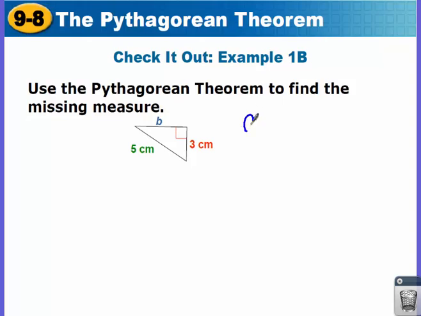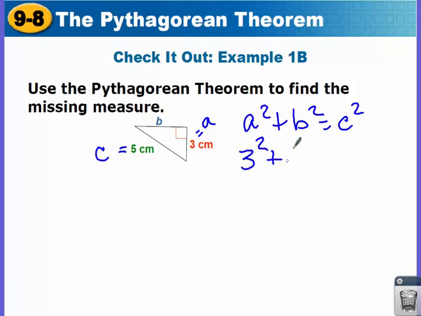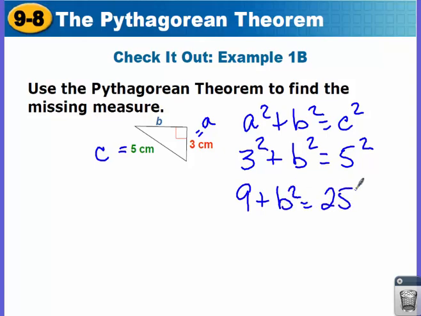So again, a squared plus b squared equals c squared. In this particular one, since b is missing, my 3 is going to be my a, and my 5 is going to be my c. So my a is 3, so I'm going to plug that in, 3 squared, plus, I don't know b, so I'm going to leave b alone, b squared equals, and my c is 5, so I square it. So then I do 3 squared, 3 times 3 is 9, plus b squared equals 5 times 5 is 25.